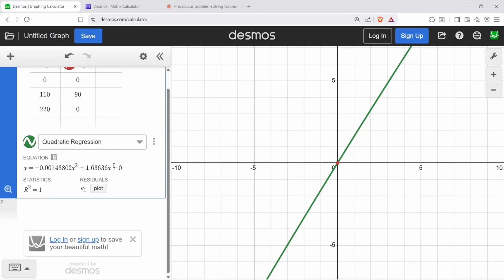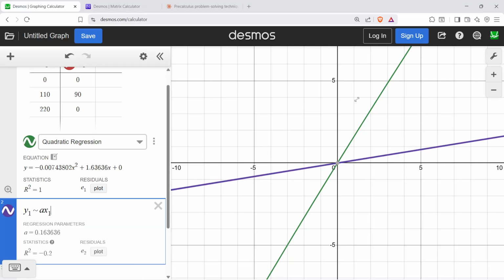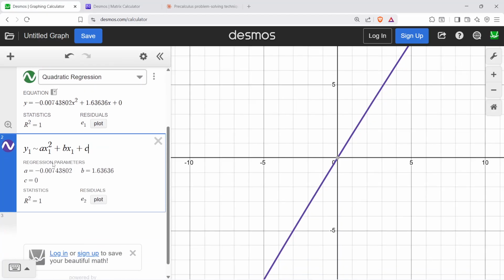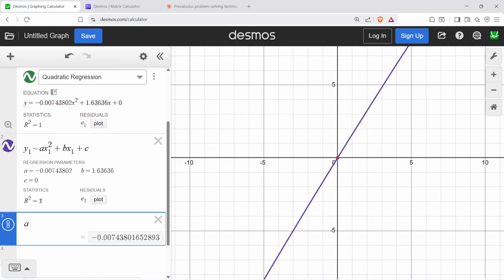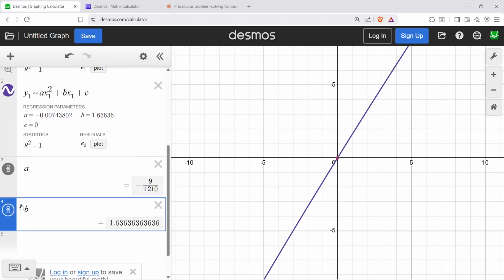Now on Desmos, I can do quadratic regression, and that is correct. That negative 0.007438, whatever, is approximate, but I can't get the exact values that way. So I can do it this way: y1 tilde ax1 squared plus bx1 plus c, and now it's going to give me the values for a, b, and c, but now I can make them fractions. So a is negative 9 over 1210, and b is 18/11.